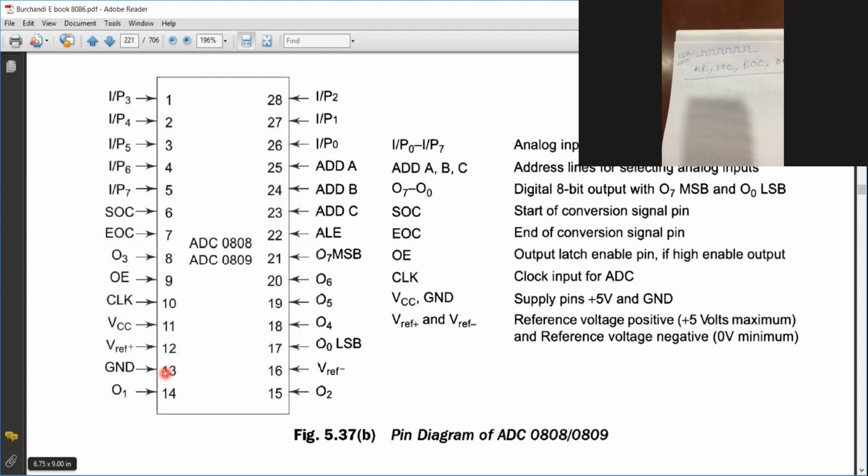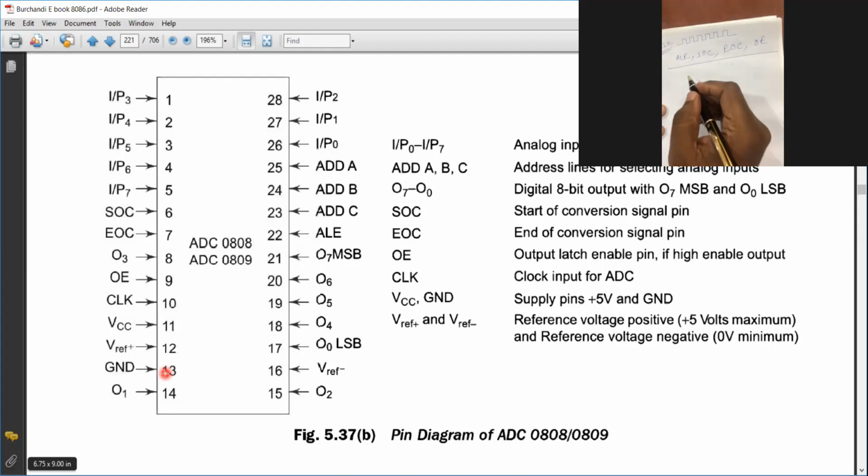Sir, you want to select channel 2. What will be your requirement? Four inputs. Channel 2 means CBA is 0, 1, 0. That is 010, and IP2 will be selected. Channel 3 is 011, then IP3 will be selected, something like that.